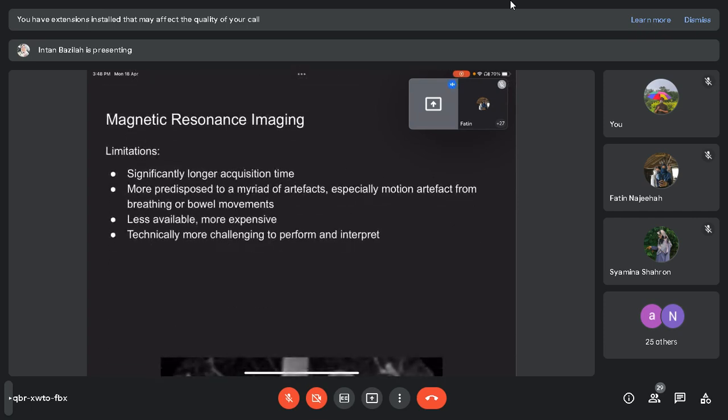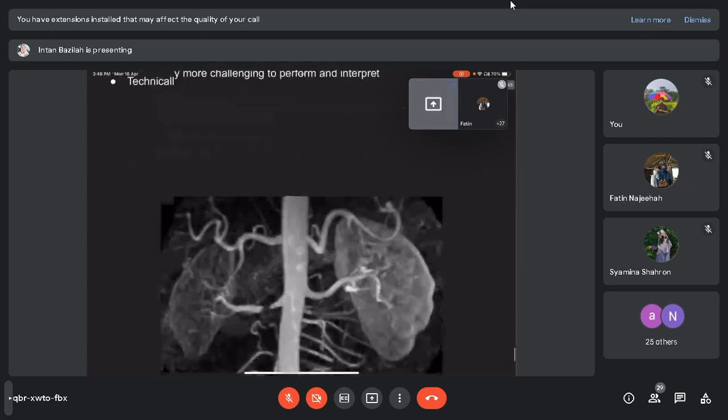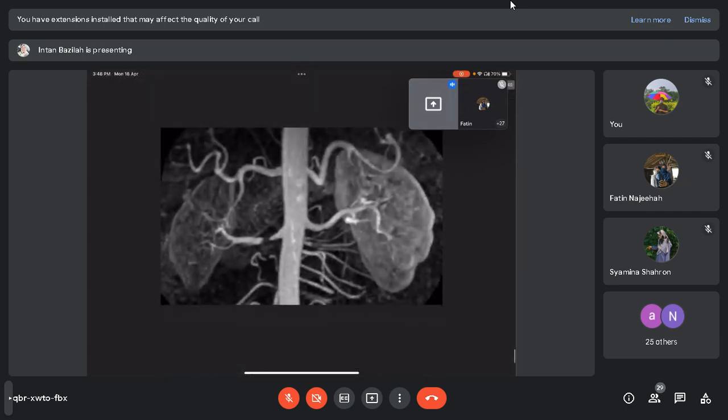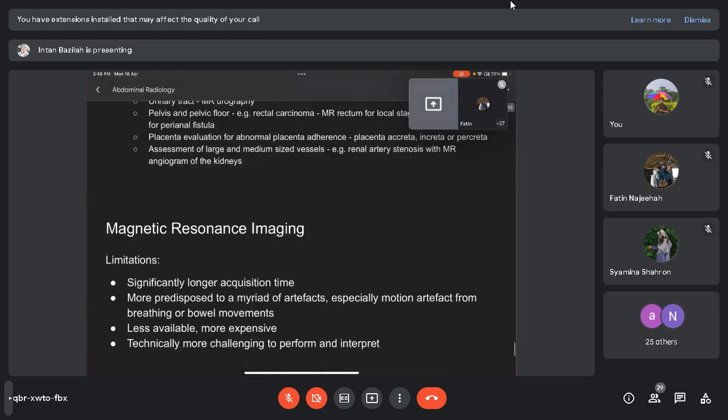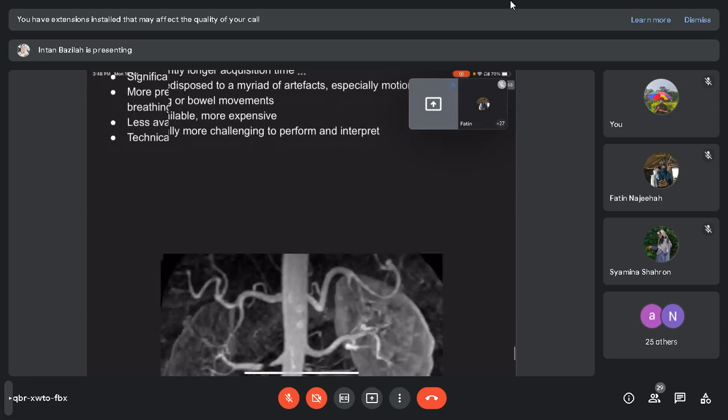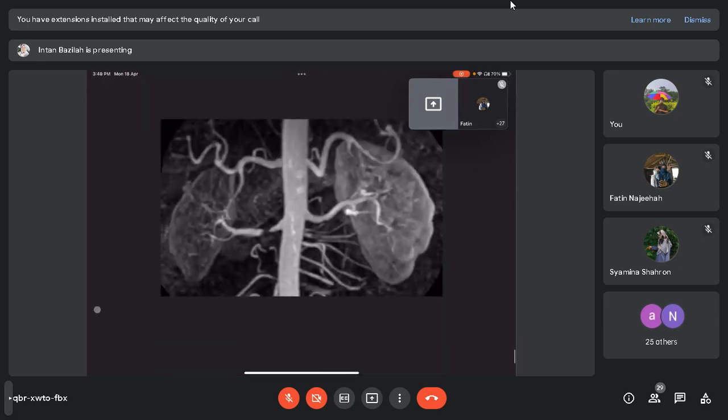And the limitations, of course: significantly longer acquisition time. It is more predisposed to artifacts, especially motion artifacts from breathing or bowel movement. It is less available, more expensive, and technically more challenging to perform and interpret. This is an example of MRA of the renal arteries. You can see there is presence of stenosis at the right renal artery.